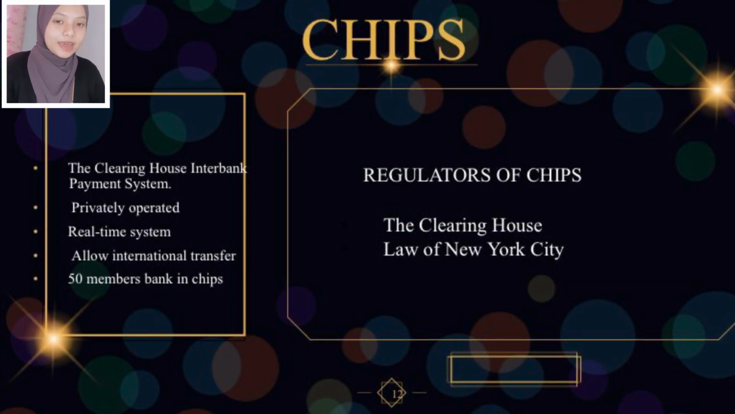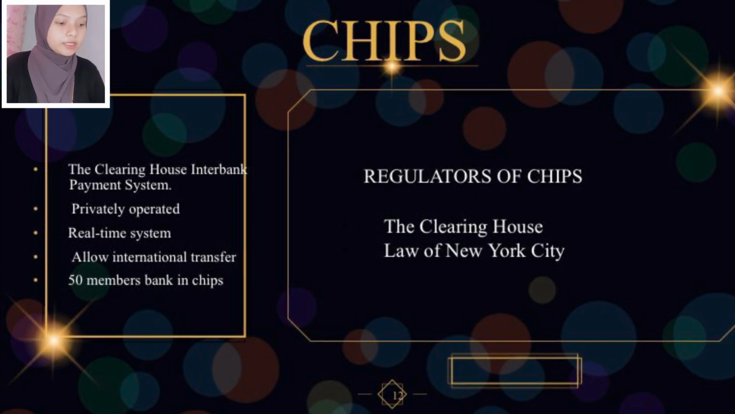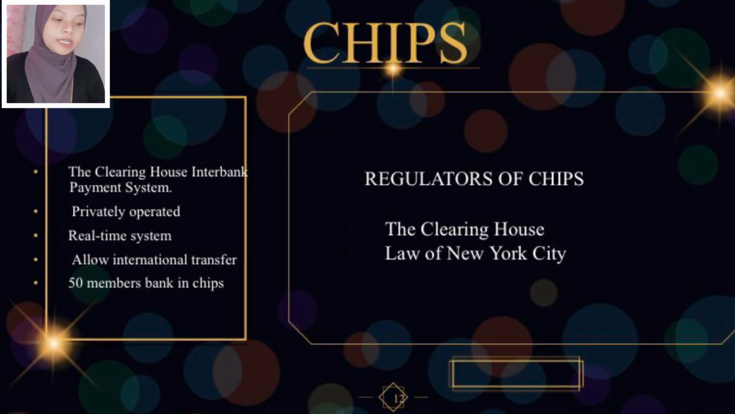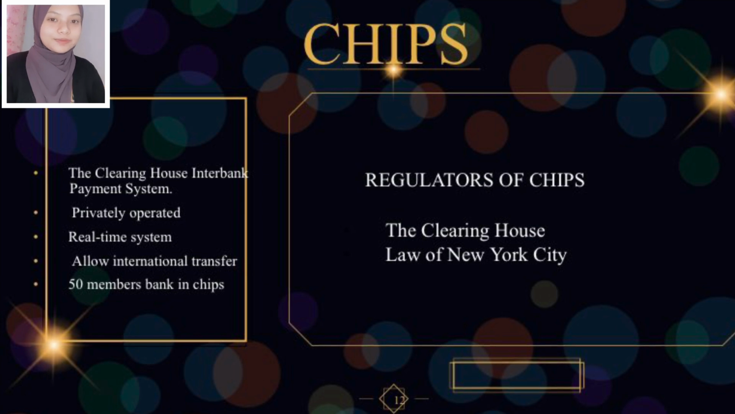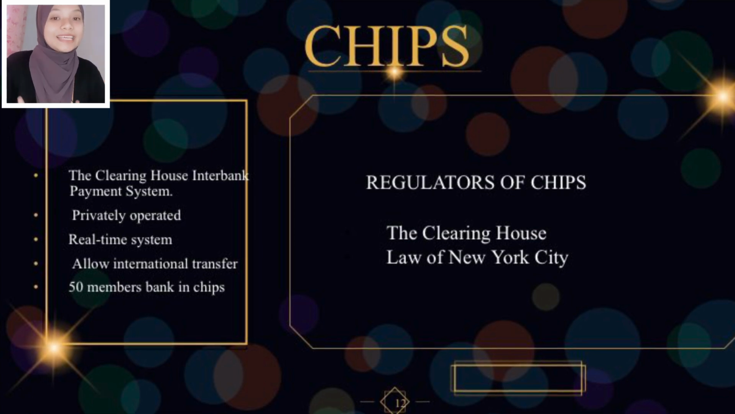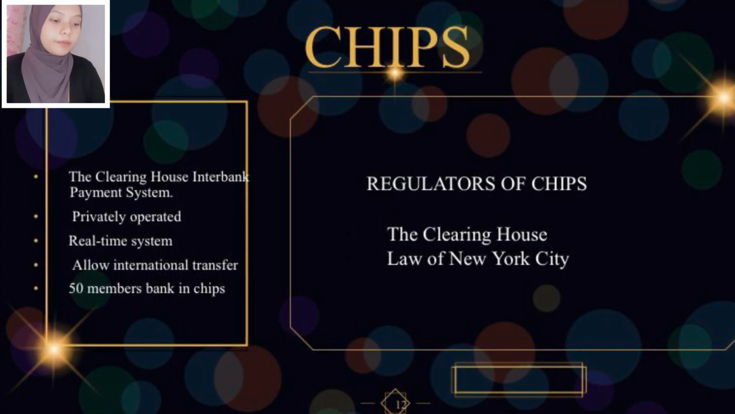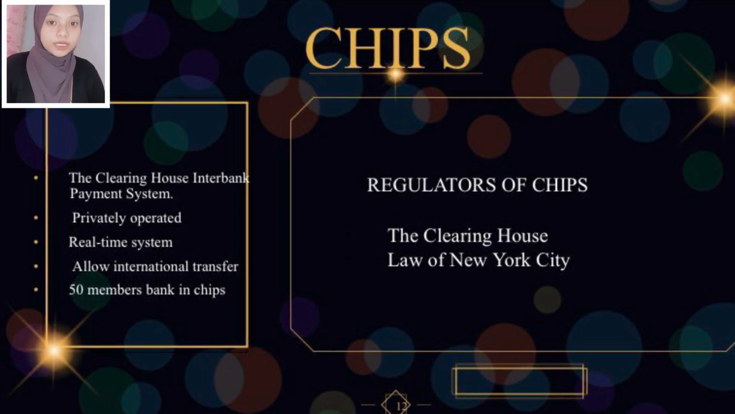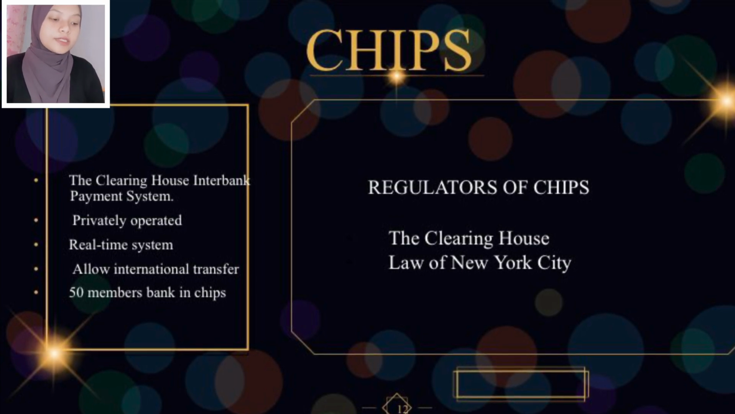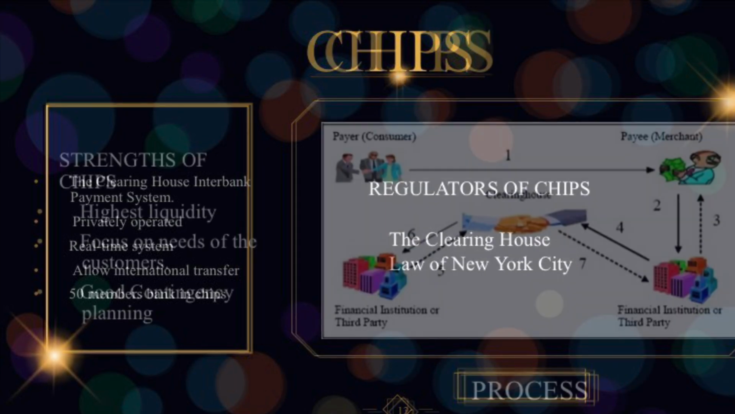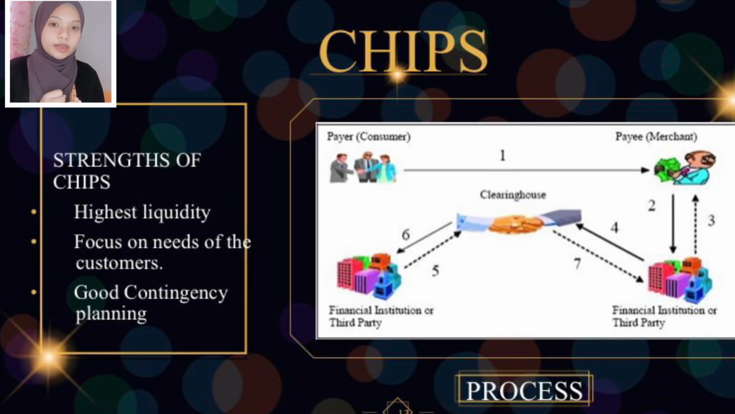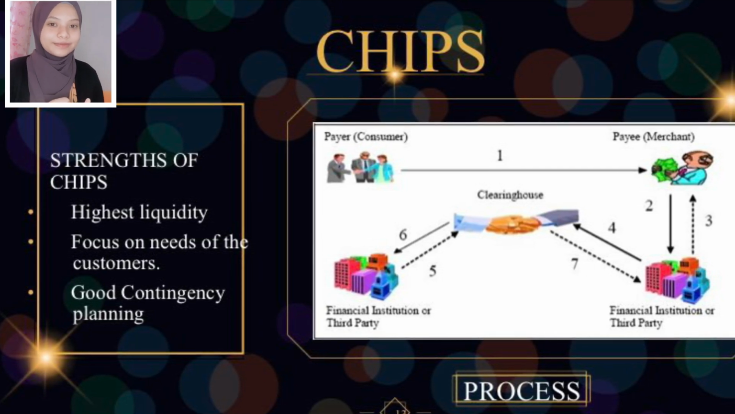CHIPS is a customer and a competitor of FedWire Federal Reserve Services. It allows banks to make international payment transfers efficiently as they do not require bank checks. CHIPS only operates from 9 a.m. to 5 p.m. Eastern Time. There are about 50 member banks in CHIPS for the time being. There are two regulators of CHIPS, which are the Clearinghouse and the Law of New York City. There are three strains of CHIPS, which are highest liquidity, focus on the need of the customer, and good contingency planning.